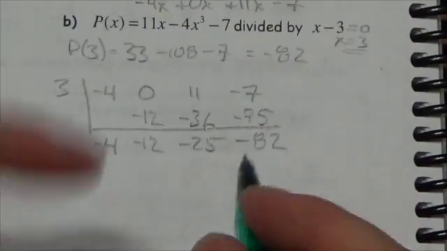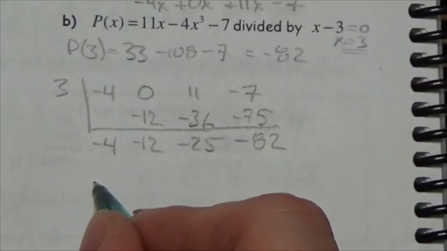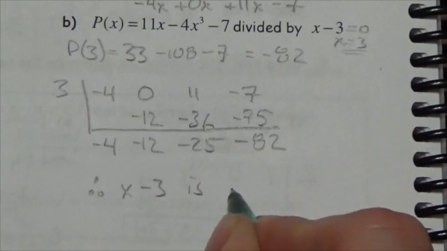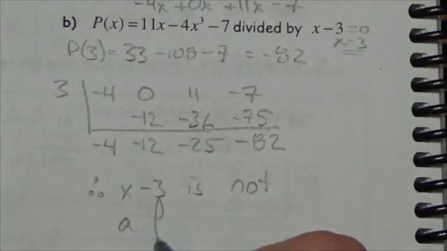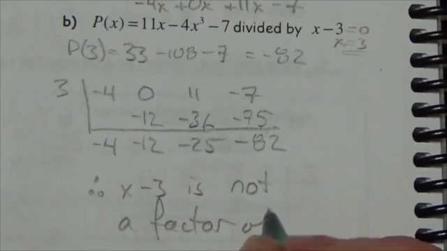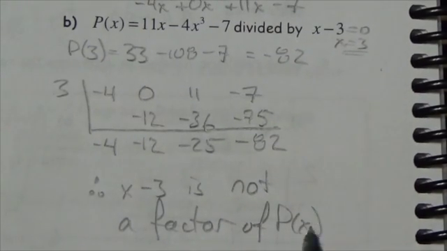Now, because the remainder here is negative 82, once again, we know that therefore x minus 3 is not a factor, okay, of the polynomial. Maybe I should say it like this, of p of x. Okay, not a factor of the dividend.